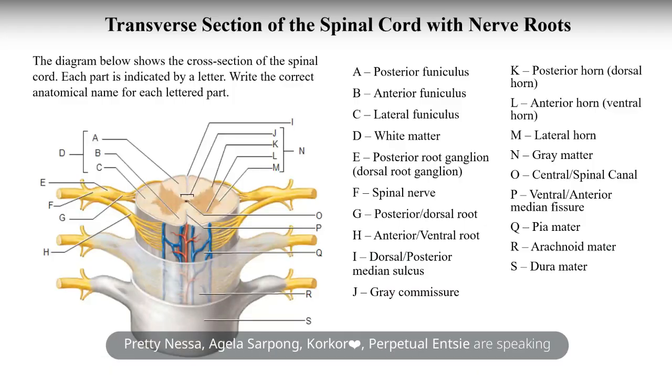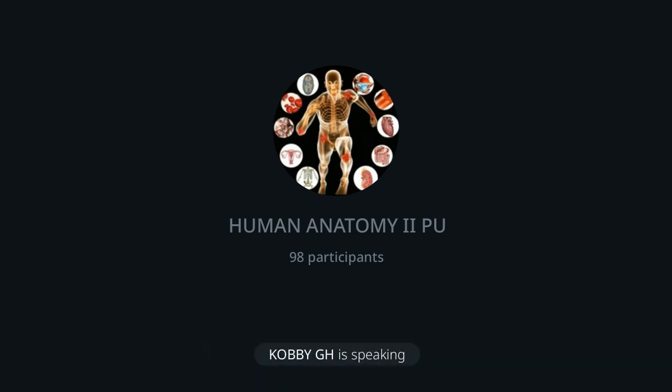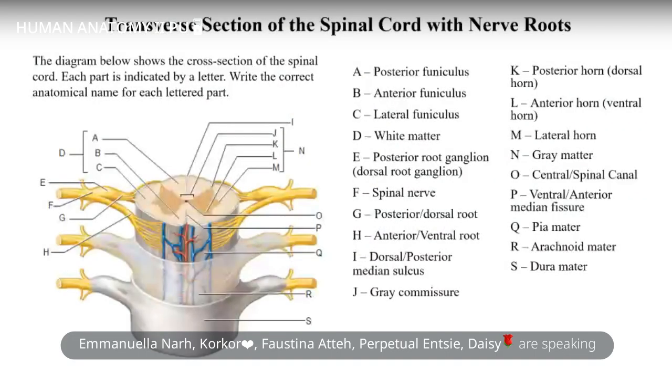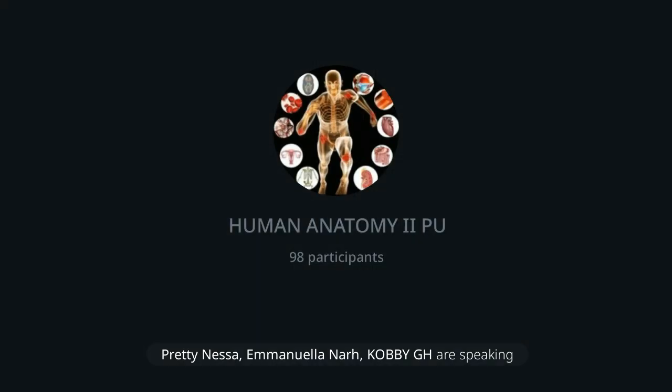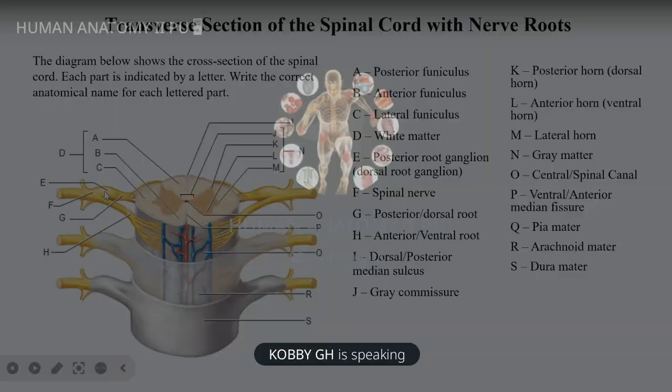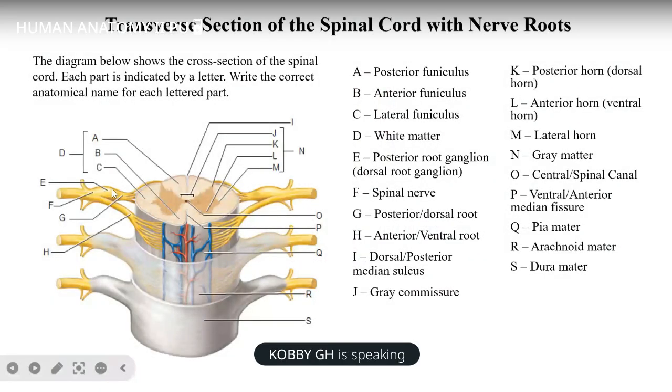Posterior root ganglion. This part is called the spinal nerve. Now let me bring it over here. What name will you give to this one? The one I'm pointing now.